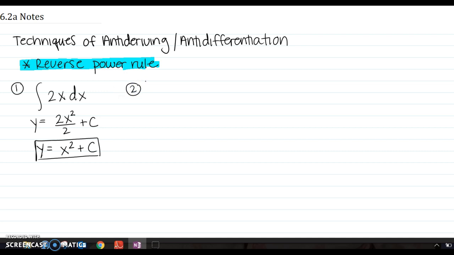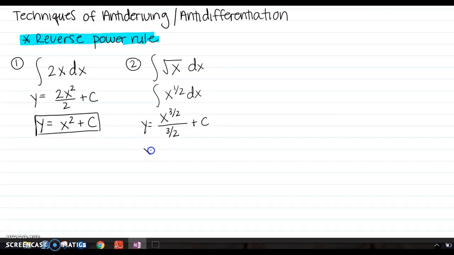Second example for this type, integral of square root of x dx, and just like when we did derivatives, let's rewrite it, x to the 1/2 dx, so we will get x to the 3/2 over 3/2 plus c, and a final answer of, since we divide by 3/2, it's like multiplying by the reciprocal of 2/3, 2/3 x to the 3/2 plus c.